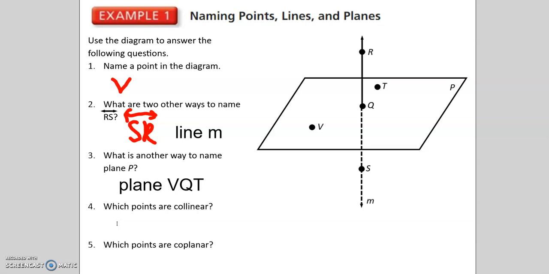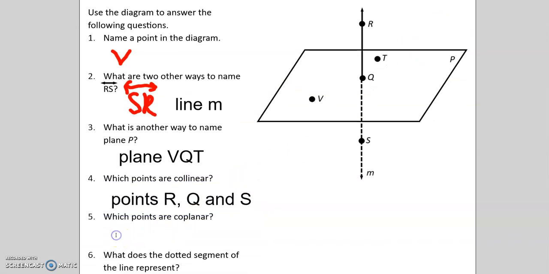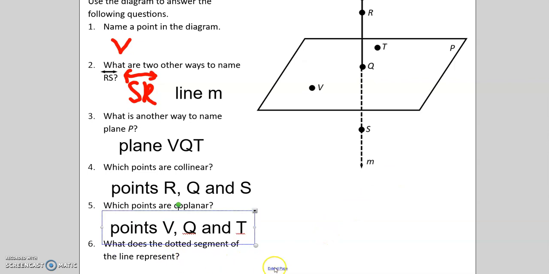Which points are collinear? Remember, collinear are points that fall on the same line. Here's my line. What points all fall on that line? R, Q, and S. And which points are coplanar, right? Points that fall on the same plane. Points V, Q, and T. All points on my plane P. Okay? Things like this. And let's think about this last one.